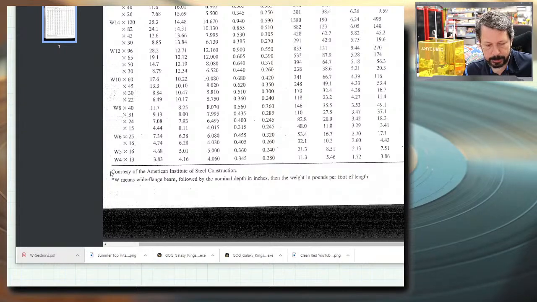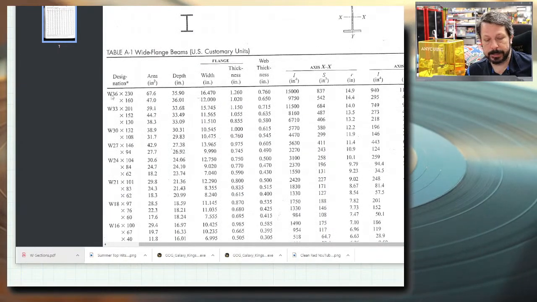Most beams have some little description down at the bottom of this chart that describes how that designation is read. So this is a W, which means wide flanged I-beam, followed by the nominal depth in inches, so it tells you your units, and then the weight in pounds per foot. So you would have this kind of description so that you would know what these designations are referring to.